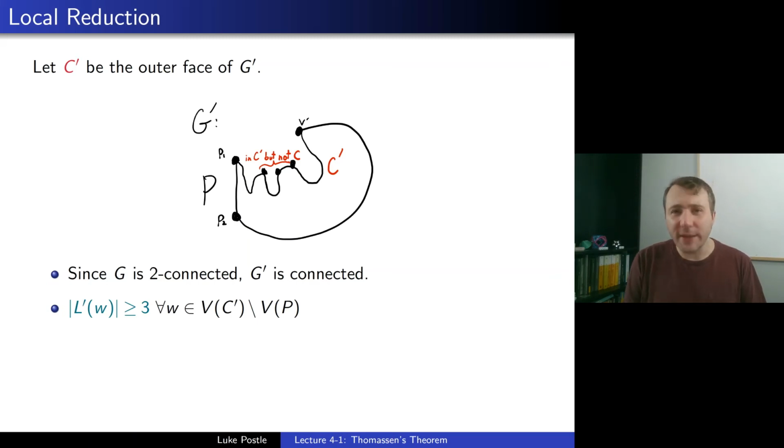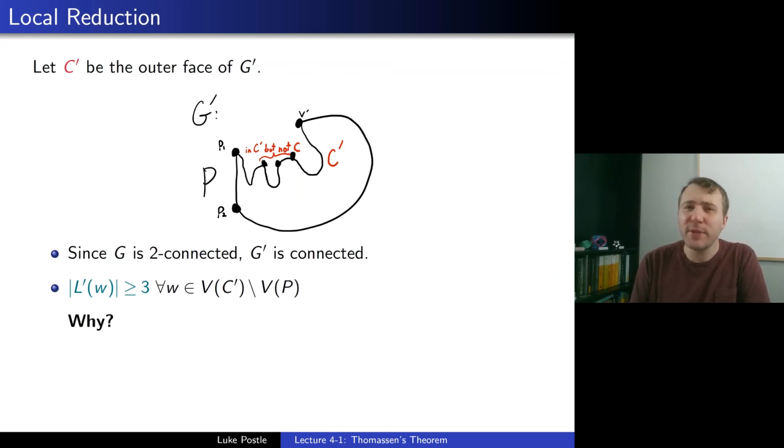So let's think about the other conditions on L prime. Is L prime at least 3 for the vertices on the boundary of V of C prime minus V of P? So why? Maybe stop, pause, and think to yourself why this is. Maybe it's obvious to you, or maybe just formalize it a little bit. So why are these vertices on the boundary of list size at least 3?